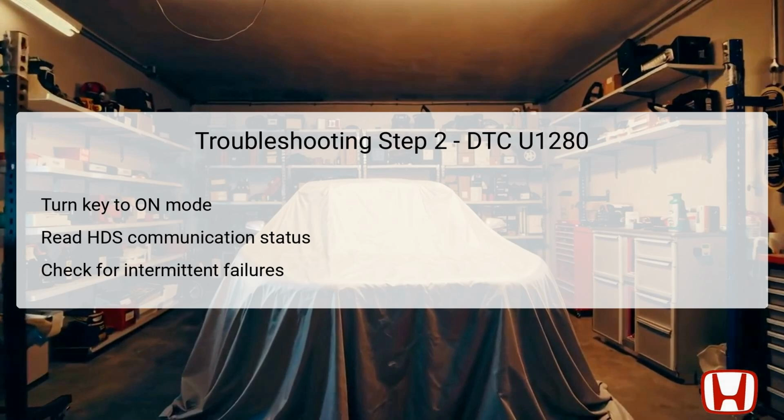Once in this state, you can read the communication status with the BSI radar unit through the HDS. It is critical to determine whether the HDS can successfully communicate with the unit. If communication is established, it may indicate an intermittent failure, suggesting that the system may be okay at that time, but could have intermittent issues. In such cases, further investigation into intermittent failures would be warranted.